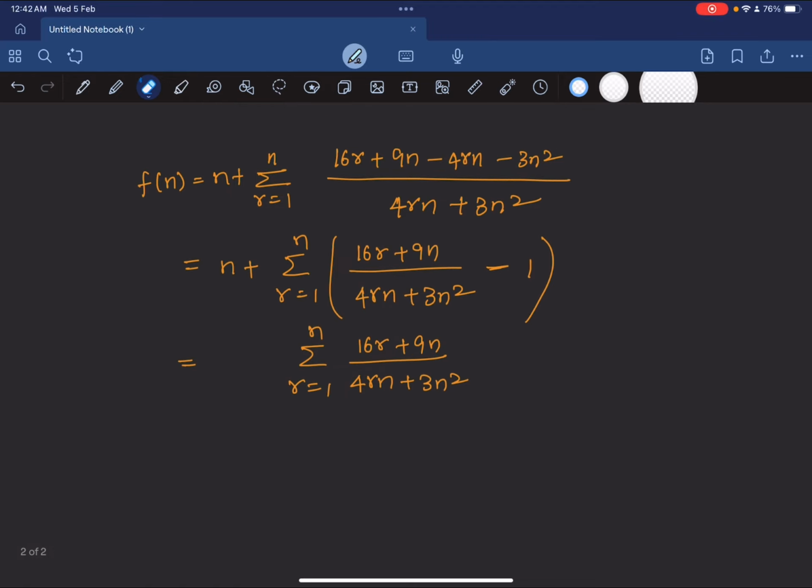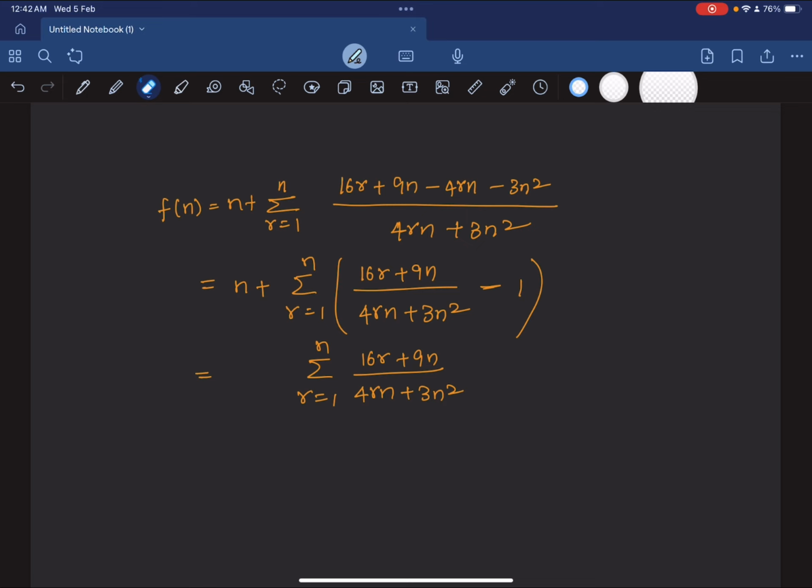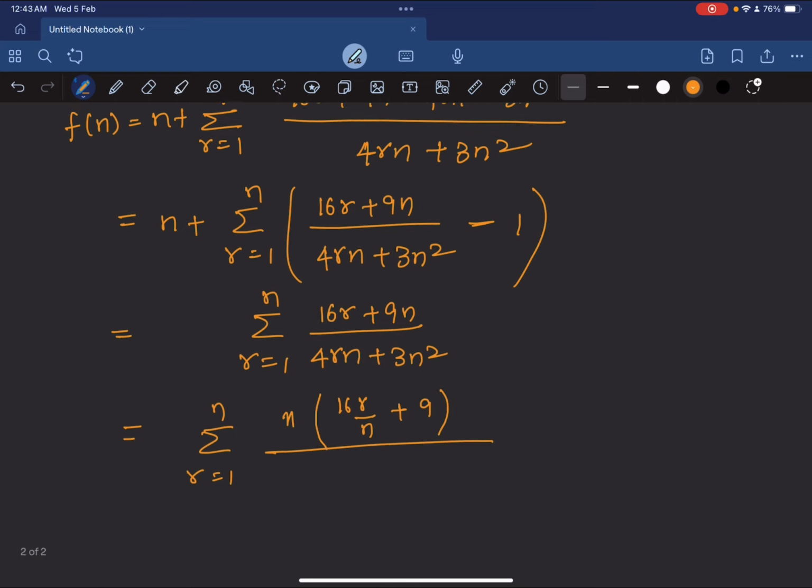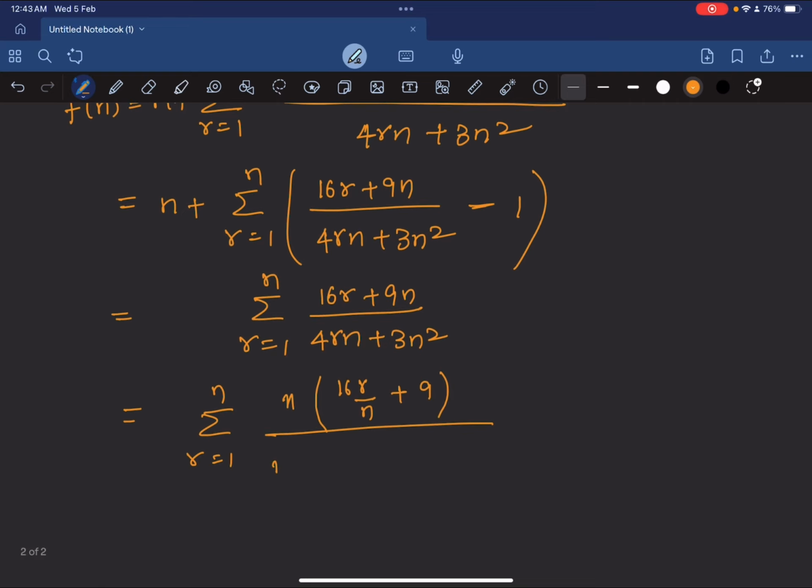Now let us do one thing. Let us divide the numerator with n and multiply the numerator with n. Alright. So now we have r is equal to 1 to n. So we are multiplying the numerator with n, and when we divide the numerator with n, we'll get 16r by n plus 9. And let us divide the denominator with n square and multiply with n square. So this will be 4rn upon n square plus 3. So here n and n get cancelled. So it will be simply n.